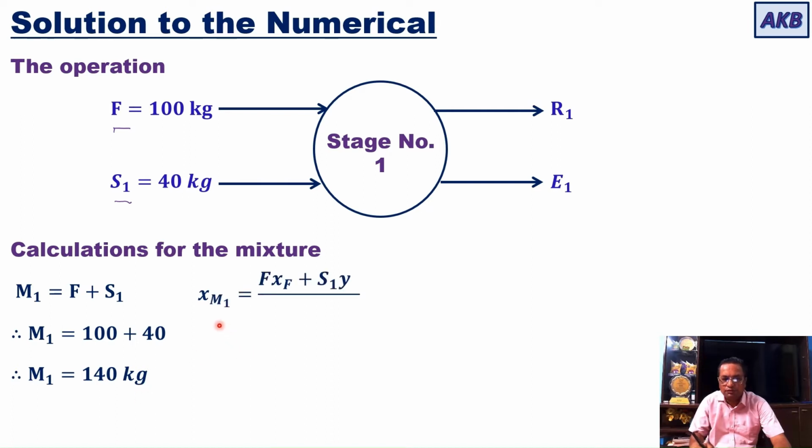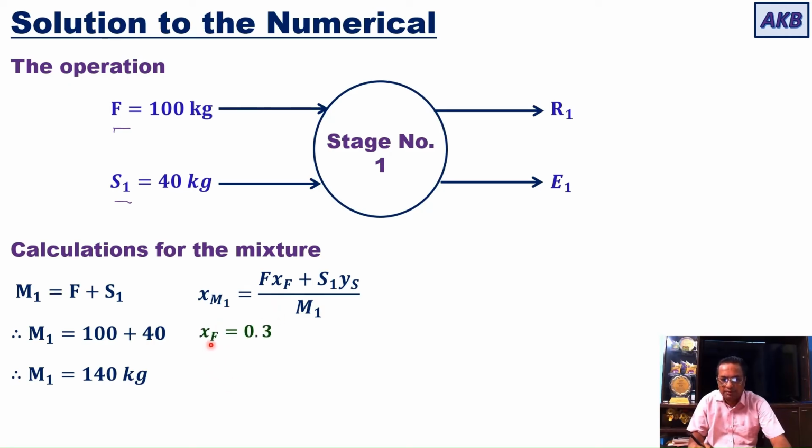Then we will find out weight fraction of C in the mixture. We denote that by XM1. So XM1, the equation for finding XM1 is this. I have derived it in my previous video when I discussed material balance for single stage extraction. So I am directly taking that equation. XM1, that is weight fraction of C in the mixture, is equal to (F XF plus S1 YS) divided by M. Now all quantities are known to us. All quantities on the right hand side, they are known to us. Let us use those quantities to get the value of XM.